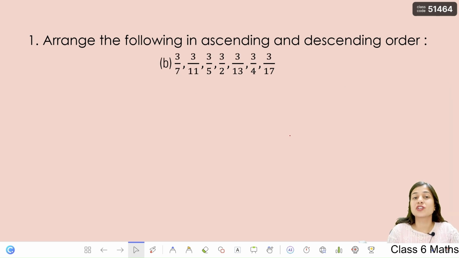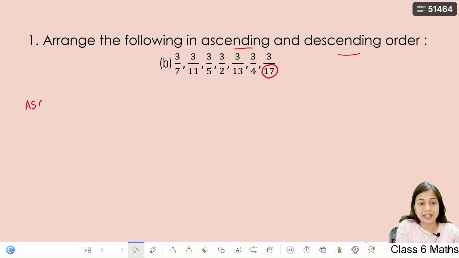First question, B part is the same. Here also we have to arrange the fractions in ascending and descending order. And these are also unlike fractions with the same numerator. So the same process has to be followed. Here 17 is the greatest denominator. So this is the smallest fraction. So firstly, we are writing in ascending order. That is the smallest fraction will be written first.